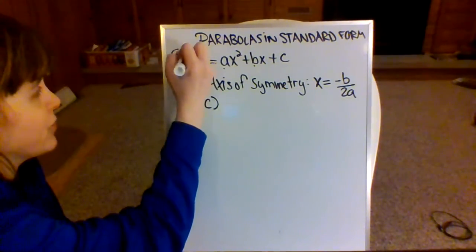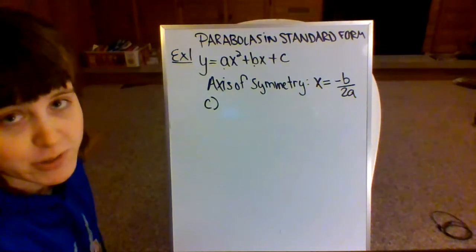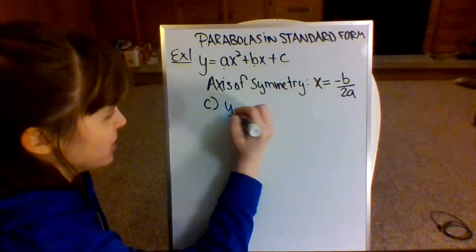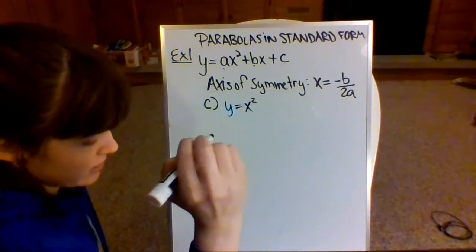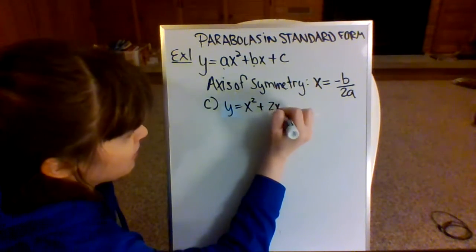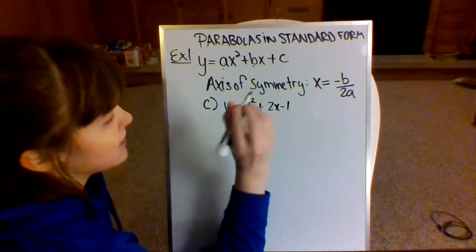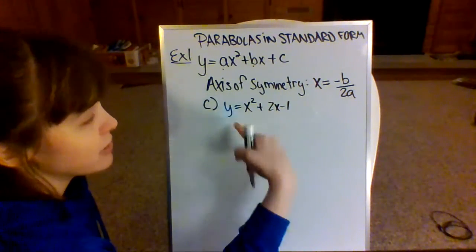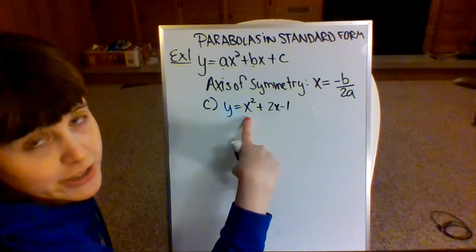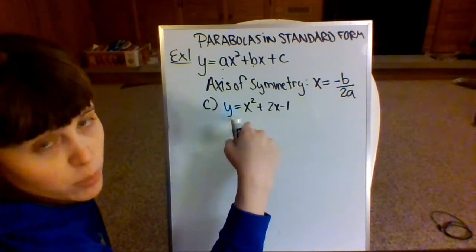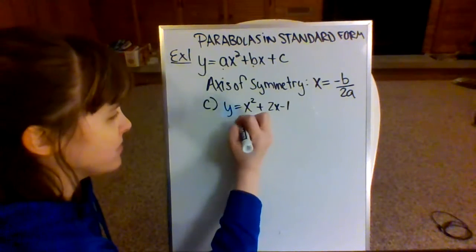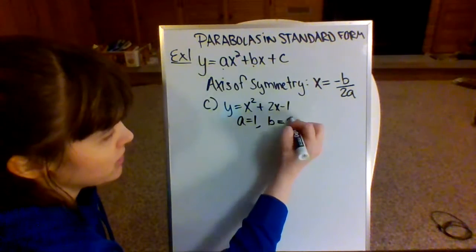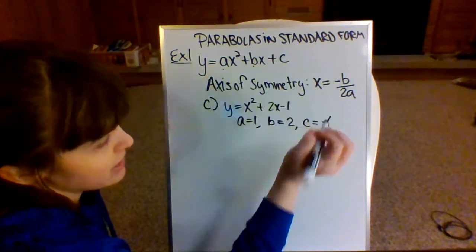This is still example 1. We're doing part C. So if you're following along with your notes from Google Classroom, this is example 1, part C. Okay, so we have y equals x squared plus 2x minus 1. I always identify what's a, b, and c first. If you don't see a number in front of x squared, you're supposed to believe it's a 1. So it's implied that the a value is 1. The b value is going to be 2, and c is going to be negative 1.